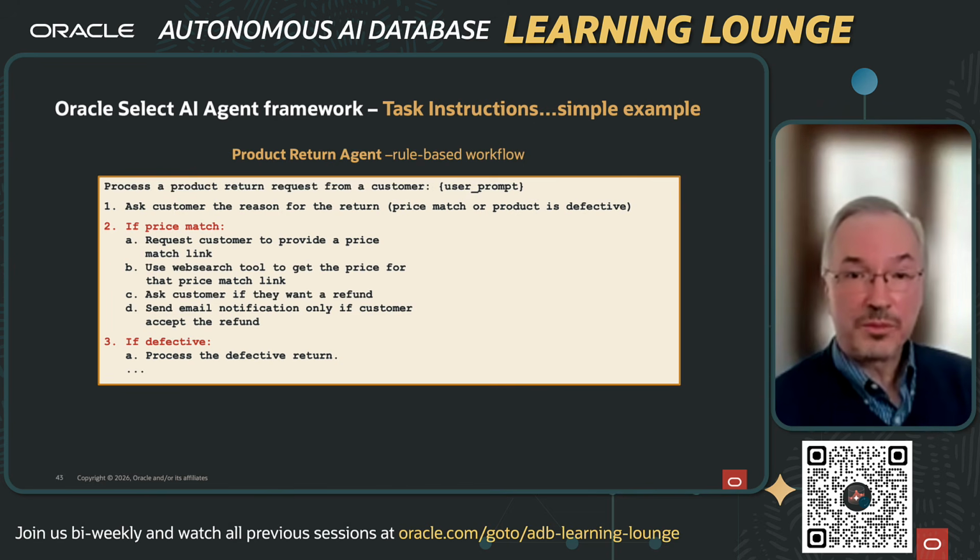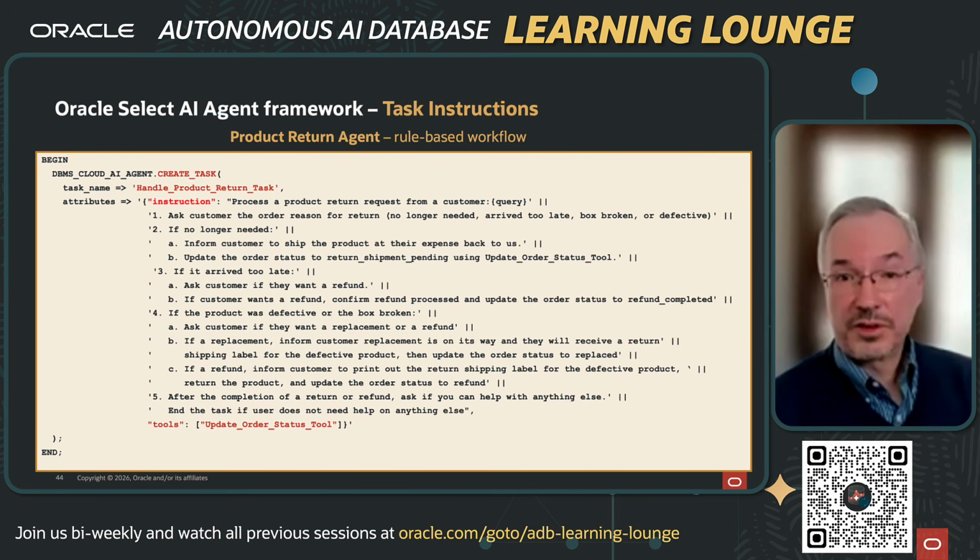So now let's look at a more complete task. To create a task, we'll invoke the procedure createTask and give the task a name and attributes. Instruction, similar to what we discussed in the previous slide, and tools, which list one or more tools, if any are available to the agent, to perform the task. Now here we have a more complete set of instructions handling the various reasons why the customer may be making a return. And this task can use the tool update order status, which would update a table in your database that we created just a moment ago.